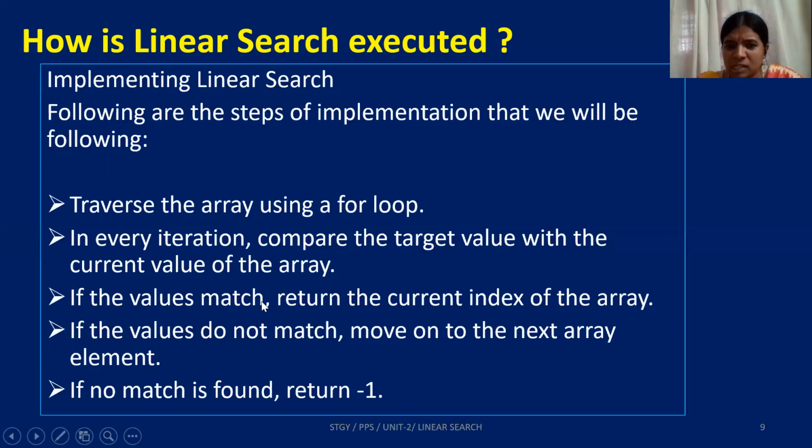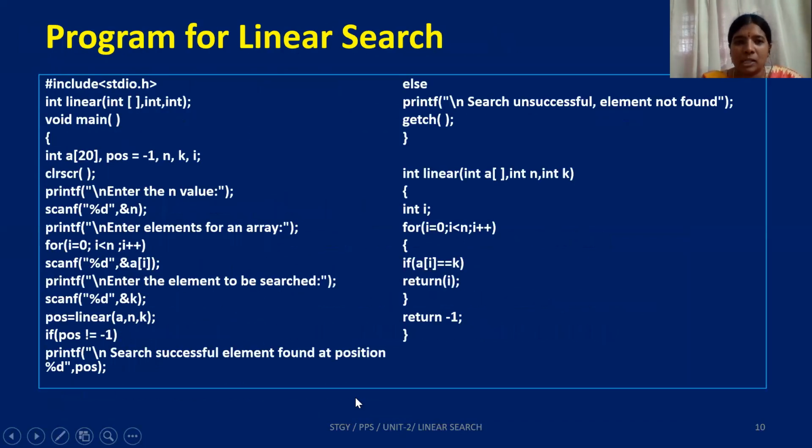If the value matches, return the current index. Otherwise, if it does not match, move ahead by incrementing the loop variable and check with the next element. And finally, if no match is found, then simply return -1. So this is a simple program for linear search.